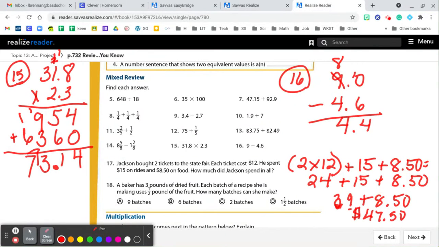A baker, number 18, has 3 pounds of dried fruit. Each batch of a recipe she is making uses a half pound of fruit. How many batches can she make? So she's got 3 pounds divided by 1/2. 3 pounds of fruit is what she has, and she's dividing it into 1/2 batches. So keep the first, change the sign, flip the second. She can make 6 batches.